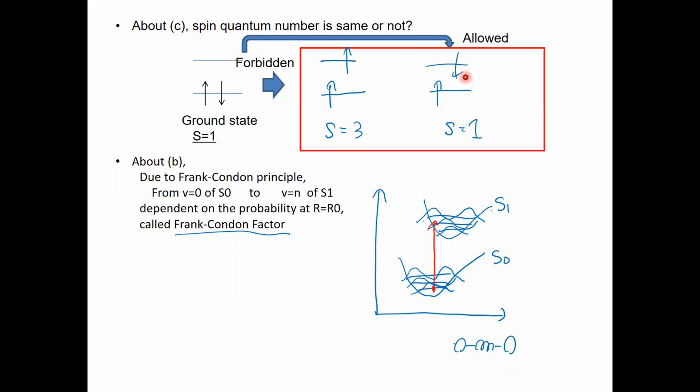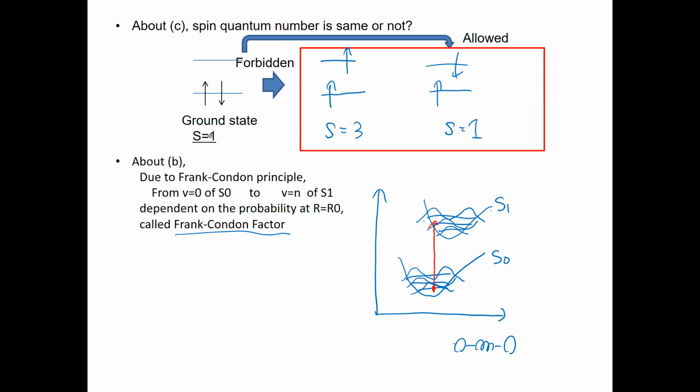On the other hand, if the spin state is changed from singlet to triplet or triplet to singlet, it is basically forbidden. So this integral is going to be 0. This is quite simple: the spin state remains or not.